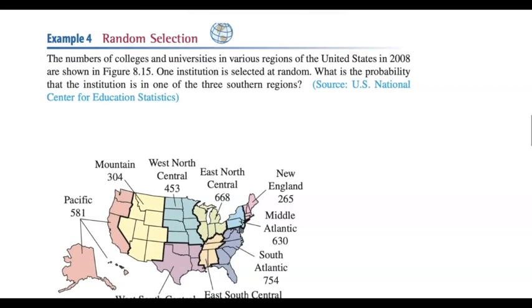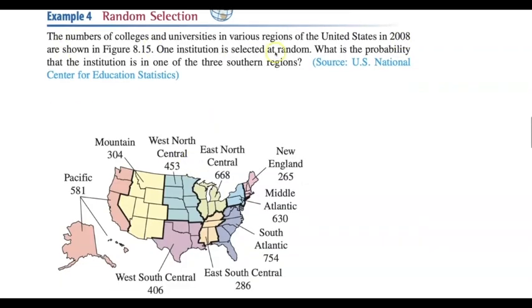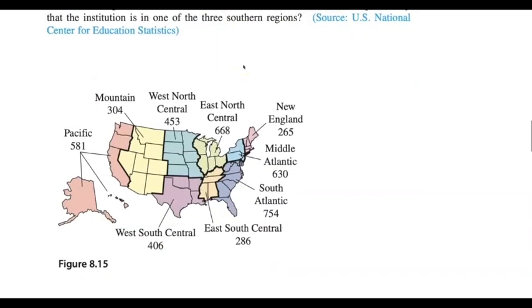The number of colleges and universities in various regions of the United States in 2008 are shown in figure 8.15. One institution is selected at random. Find the probability that the institution is in one of the 3 southern regions. Okay, so we want over total. We want one of the 3 southern regions. I'm guessing they mean all the ones that say south on it. We're just going to add up all the ones we want. And that's over all total regions.